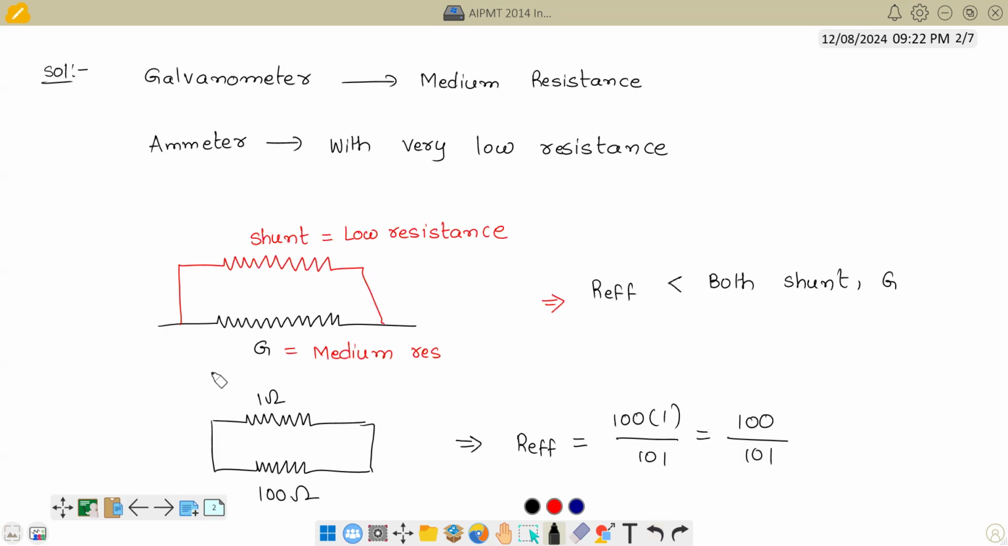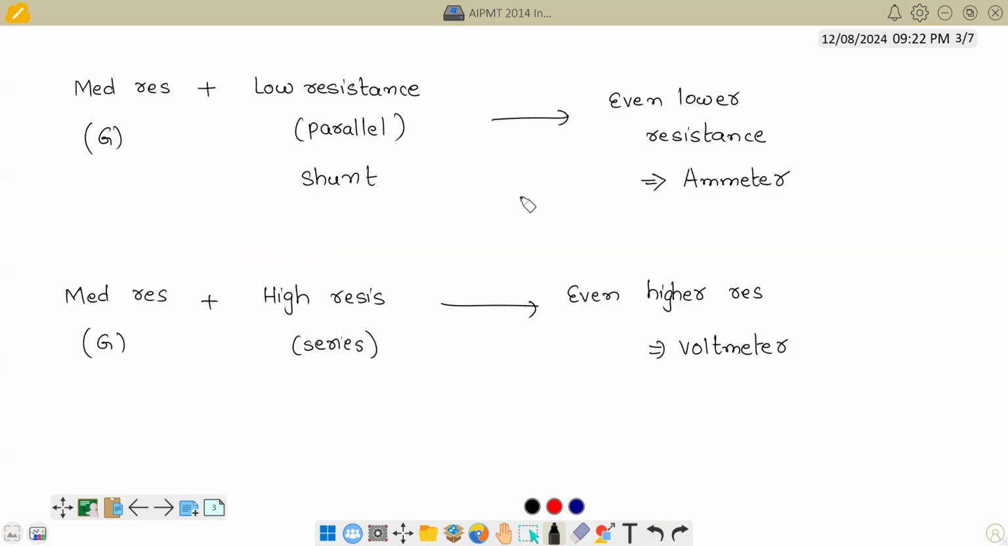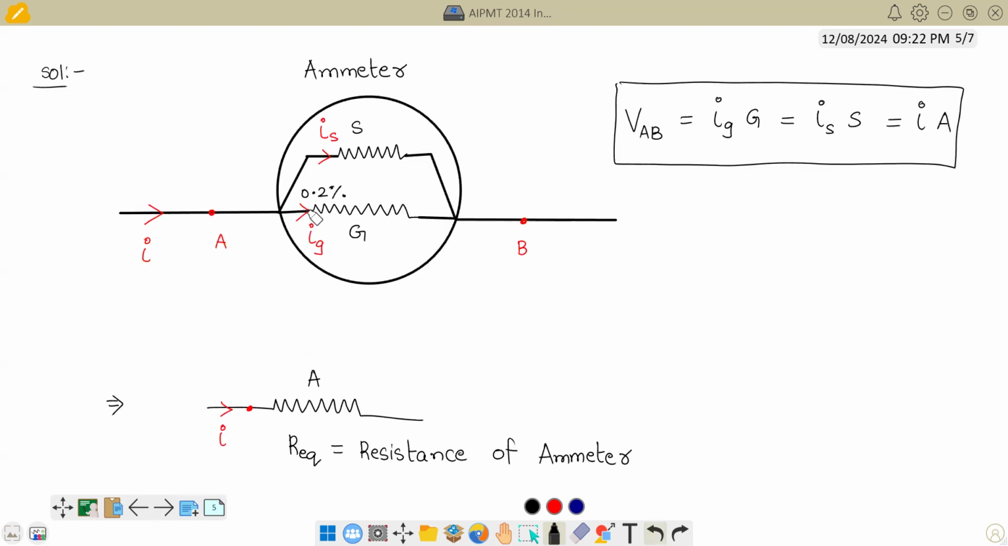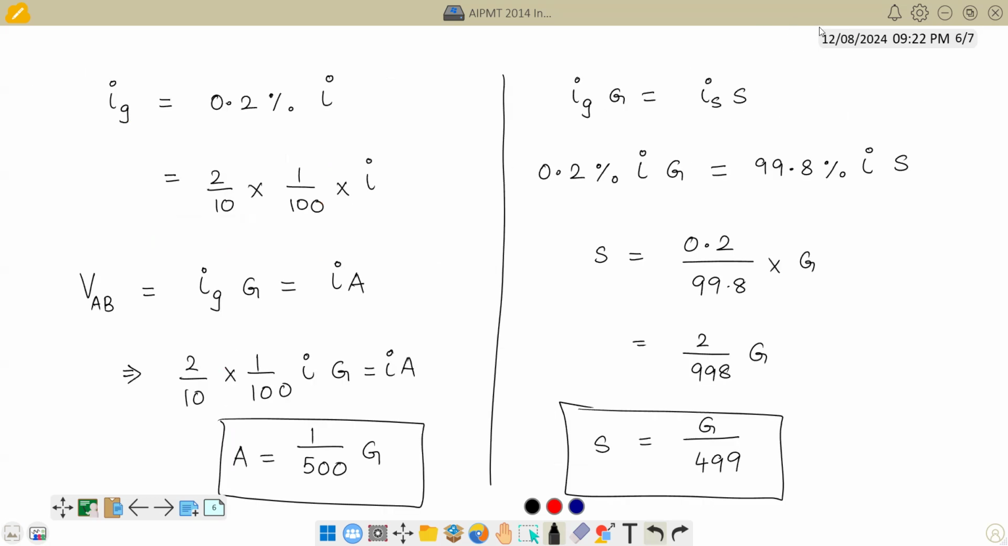So again, I will repeat. The most important thing you have to understand is this chart. How can I create an ammeter from a galvanometer, which is a medium resistance? By connecting a low resistance in parallel, which will result in an even lower resistance. How can I create a voltmeter, which is a higher resistance, from medium resistance? If we connect in series, we will get an even higher resistance. So keeping this chart and this formula in mind, we can solve the problems of ammeters easily. Hope you understood how I have solved.